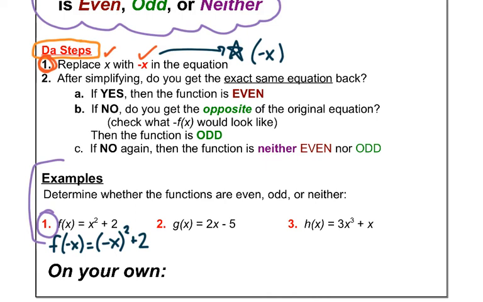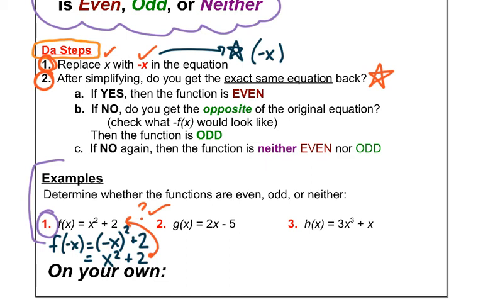Step 2, after you simplify. Let's simplify this and see what we get. When I square a negative x, I get positive x squared. So it becomes a positive x squared plus 2. Great, let's go back to our step 2. After you simplify, here's your big question: did you get the same equation back out? So take your answer that you had here and go back to the OG, the original. Is it the same? Yes, it is.